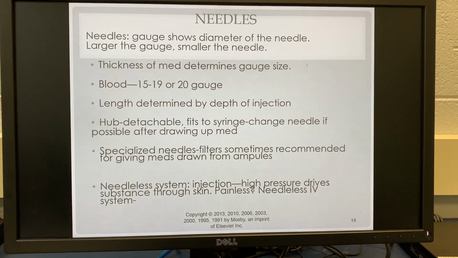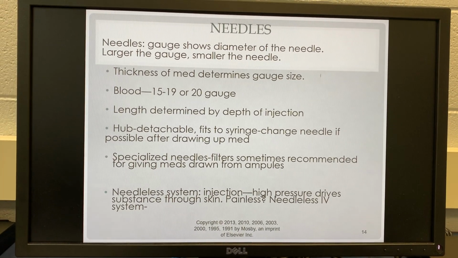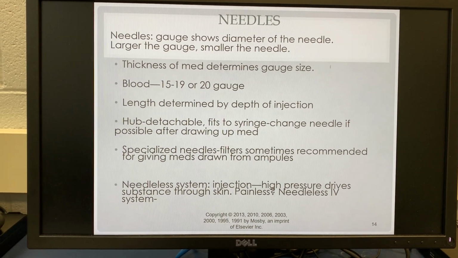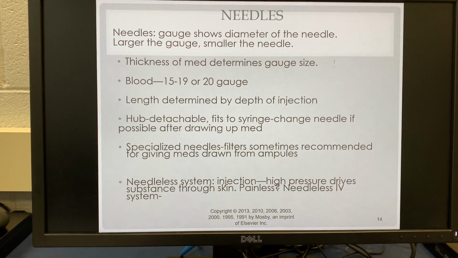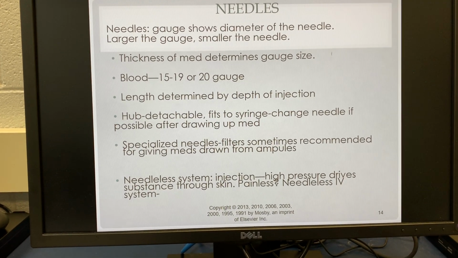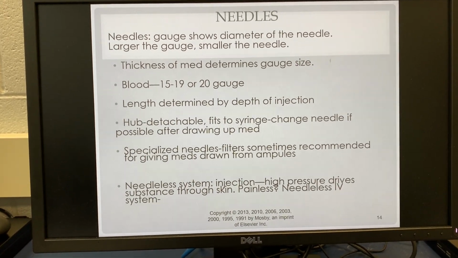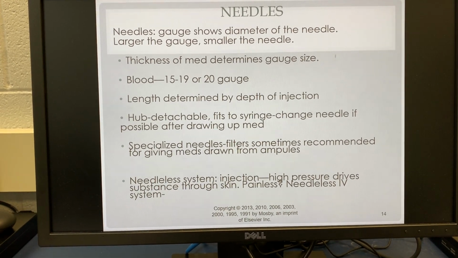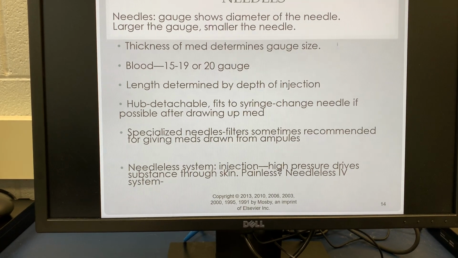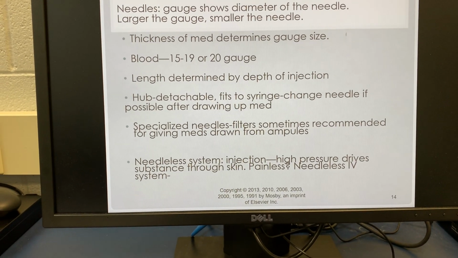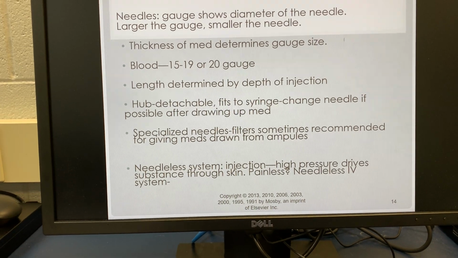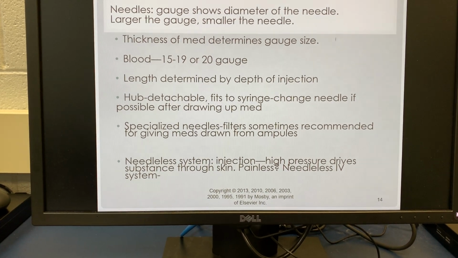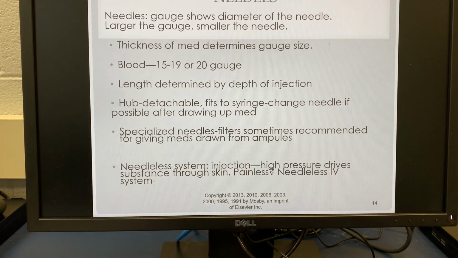Depending on the company that makes the equipment, around here, the hospitals I've worked at, the gauges have always been in even numbers, 14, 16, 18, 20. You might see a different company that makes odd gauge needles, but it's an inverse relationship. The larger the gauge, the smaller the needle. Length is determined by the depth of injection. How deep do you need to go? You don't need a very long needle if you're doing a TB test where you're just going under the skin. But if you've got an injection into a gluteal muscle, you're going to need a longer needle.